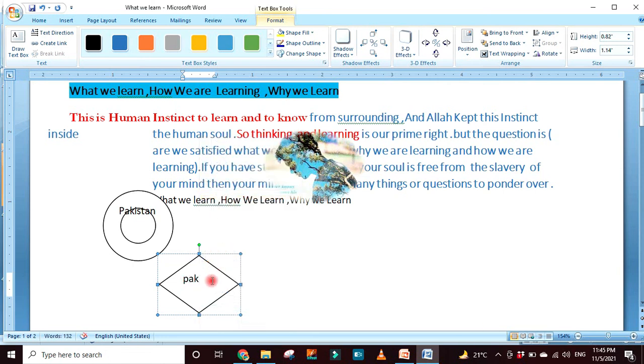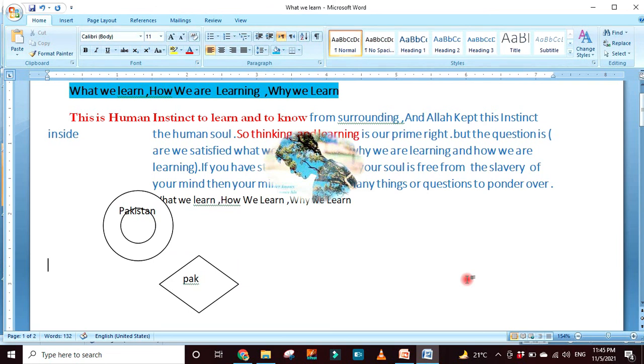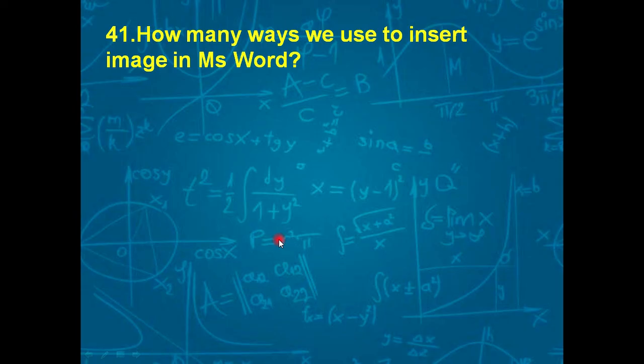और नेक्स्ट क्वेश्चन इज हाउ मेनी वेज वी यूज टू इंसर्ट इमेज इन वर्ड। कहाँ कहाँ से आप जो है वो इमेज को इसमें ले सकते हैं वर्ड में। सो द फर्स्ट मेथड इज we have totally three methods to insert picture and image, sorry, there are three ways to insert image.